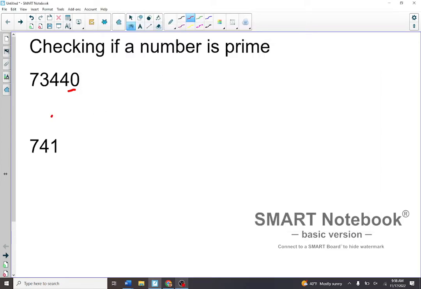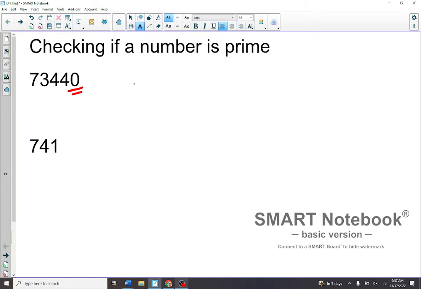Okay, so we're going to check if the number's prime, which means it is only divisible by itself and 1. If any other number divides it, it is not prime. Look at this number here: it has a 0 at the end, and the 0 at the end means I could divide it by 2 because it's an even number. So as soon as I see I could divide it by 2, this is not prime.